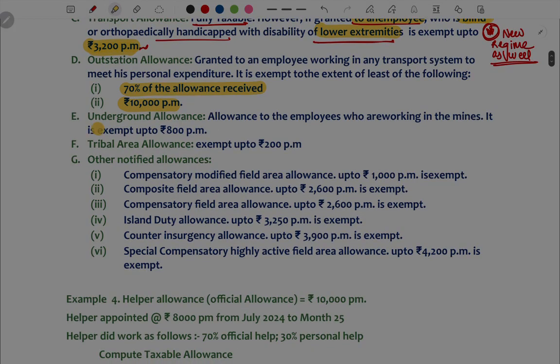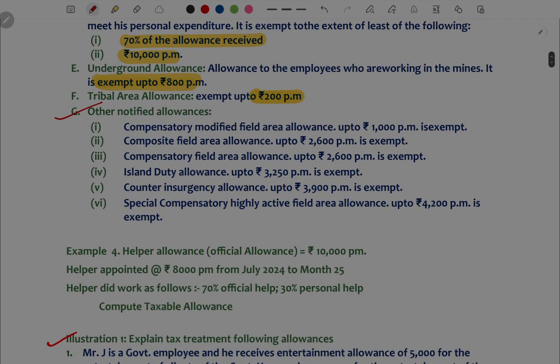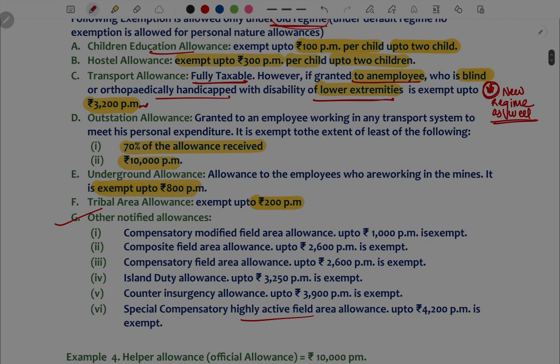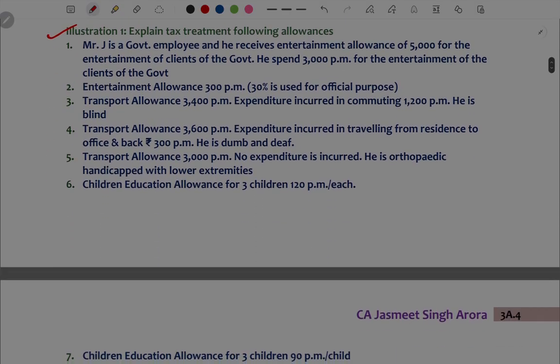Then outstation allowance, 70% of the allowance received or 10,000 per month. Underground allowance exempt up to 800 per month. Tribal, 200 per month. Other notified allowances are not mandatory from the exam point of view. It's not really required, right? The main one is outstation allowance: 10,000 per month or 70% of the allowance received, whichever is lower is exempt, and the rest shall be taxable.